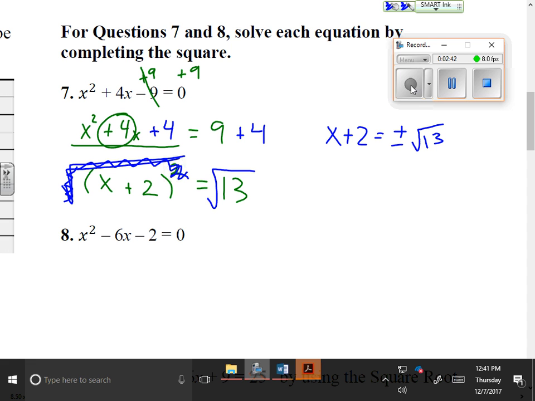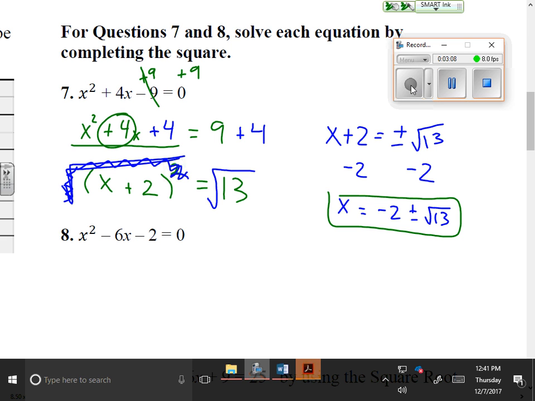13 is not a perfect square, nor does it have any factors that are perfect squares. So we're going to leave it like it is, subtract 2 from both sides, and our answer, if we were asked to leave it exact, would be -2 plus or minus root 13. That represents 2 different answers.